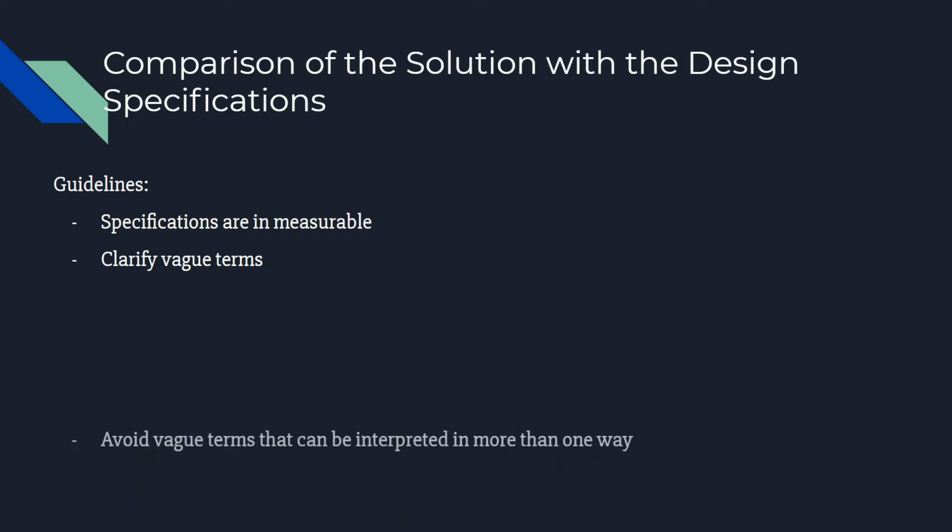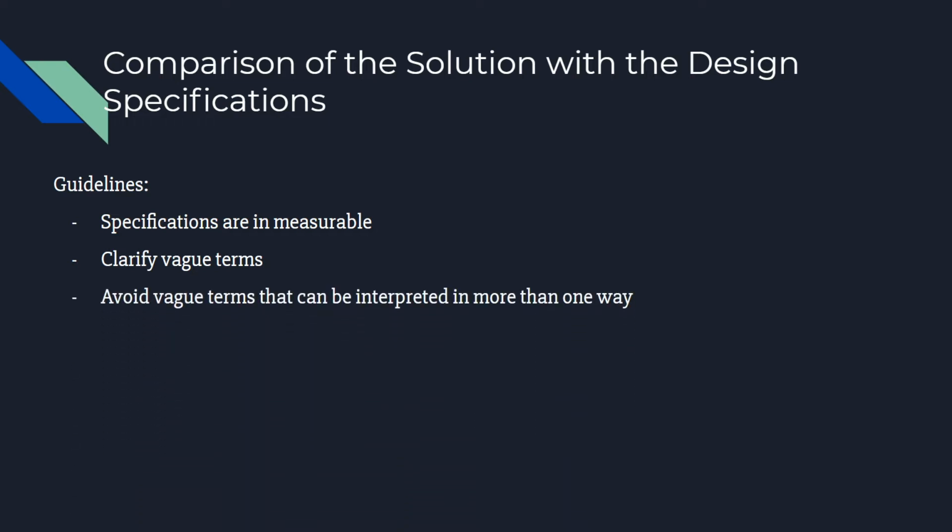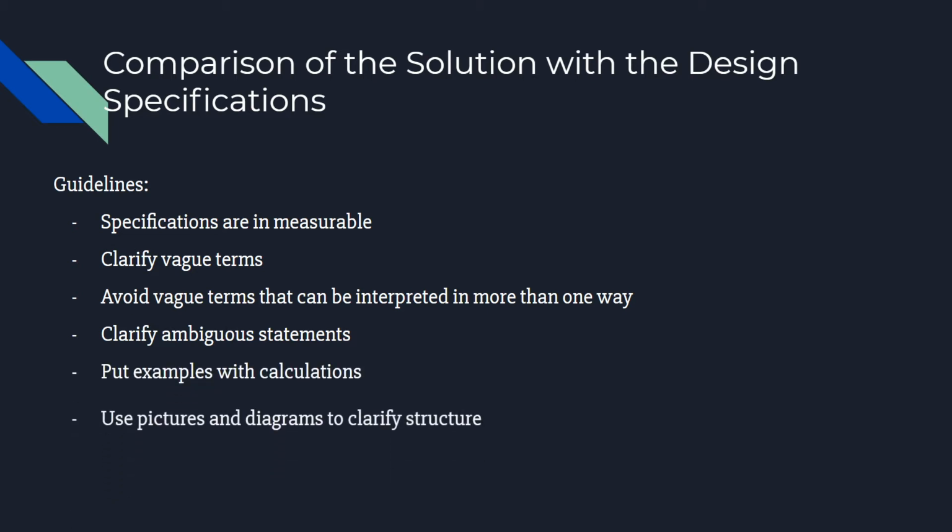The guidelines for design specifications include ensuring that the specifications are written in measurable outcomes, clarifying and avoiding any really vague terms or ambiguous statements. Calculations and other nerdy stuff is accompanied by examples. Annotated pictures help describe the structures that are being used inside the program. All of these make the program more easily understood and therefore make its evaluation much easier.